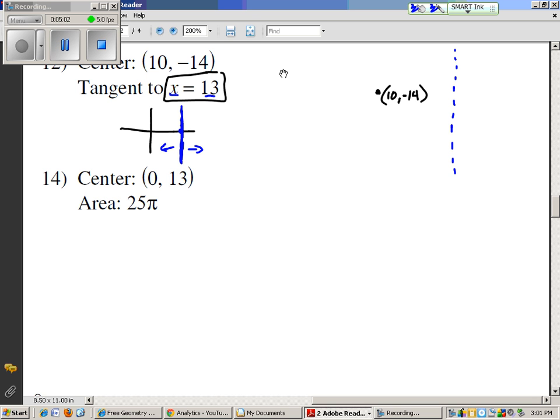And what I know is that it's tangent to the circle. That means it touches that line at one point, and therefore it would be the point that is, I know I didn't draw this right, it should be perpendicular. Right there you go. Pretend like that's perpendicular. And so that's going to be the point (13, -14). It's going to be on the circle. So the radius, once again, equals 3. You know the center. Go for it.